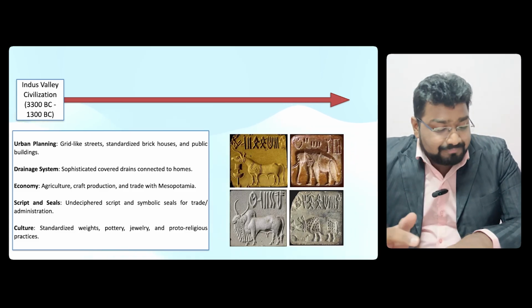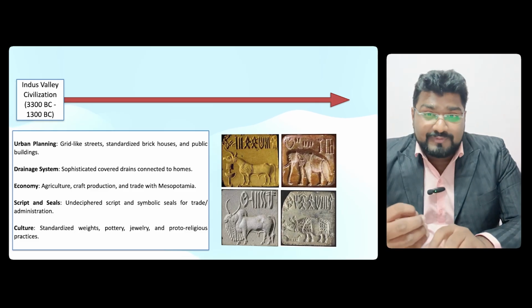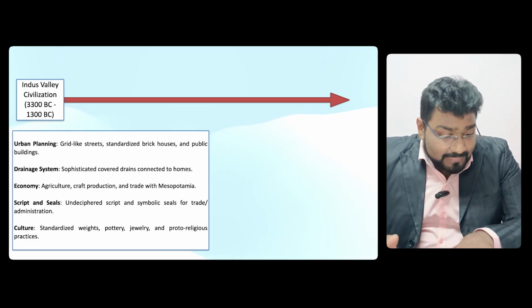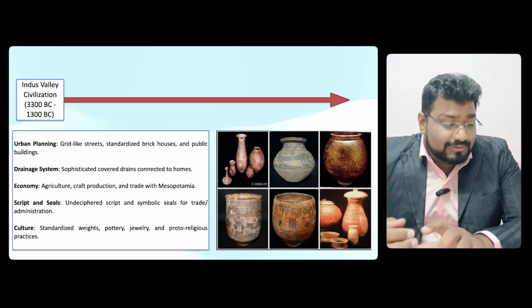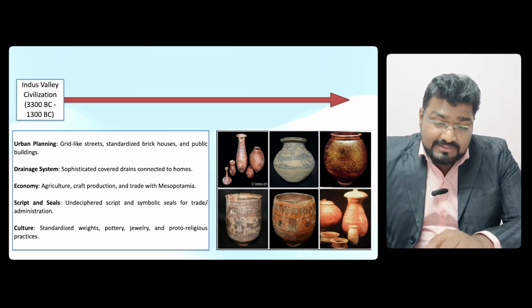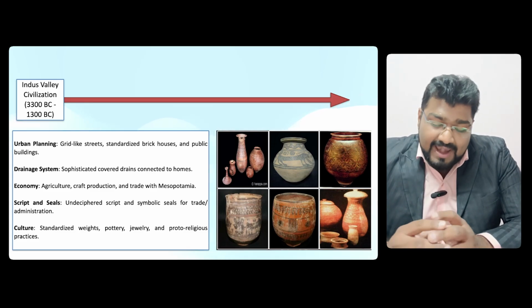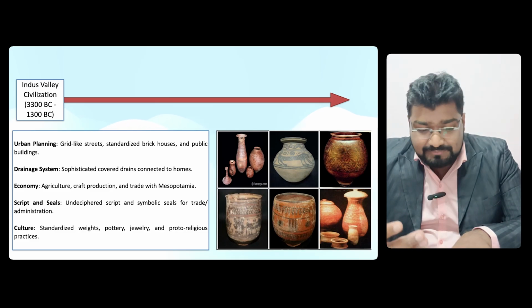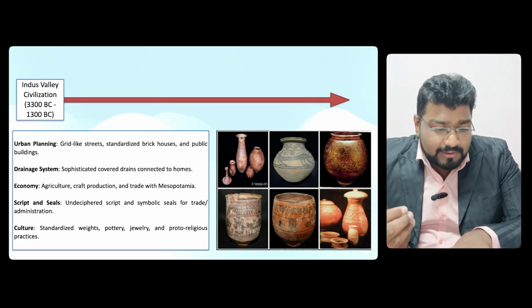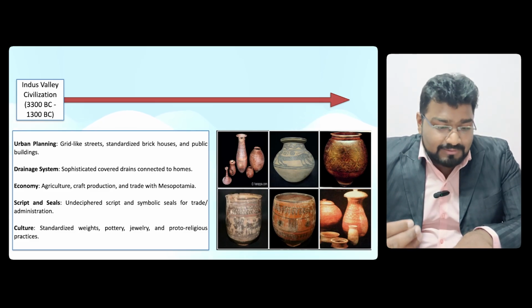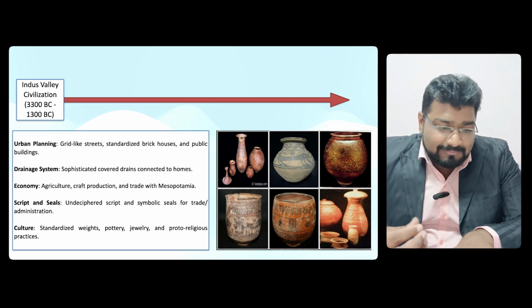Okay, now the culture: standardized weights were there, pottery, jewelry, and proto-religious practices were there. Even their pots tell a tale of style, skill, and sophistication. So you can see the potteries over there. There are different potteries, right? Painted red and black ware, polychrome pottery, polychrome meaning multiple colors.